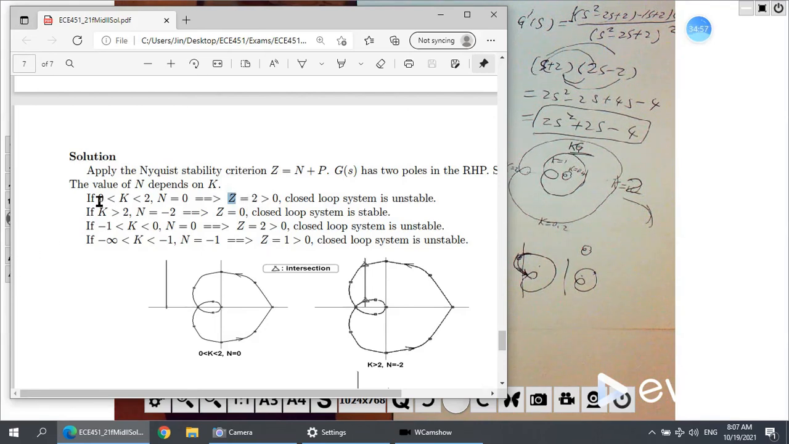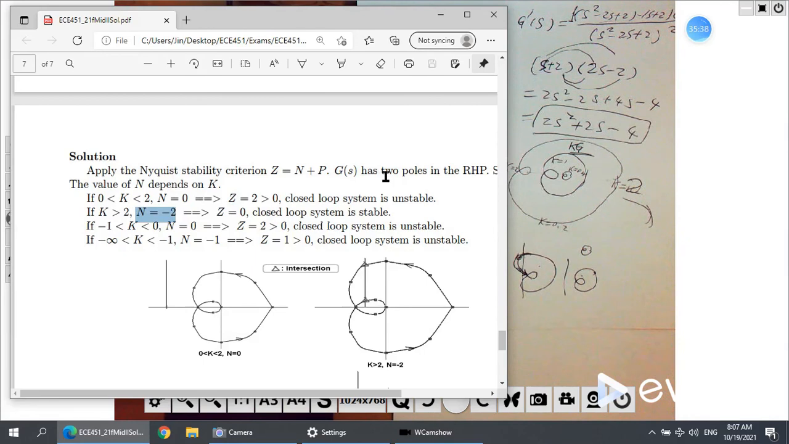Okay, here K runs from 0 to 2. Then when K is larger than 2, what will happen? Look at it. K larger than 2, the curve will go across this bar, this straight line. So we have one intersection, two intersections, and the curve goes across this bar from right to left. This is also from right to left. So I have two intersections, each in the same direction from right to left.